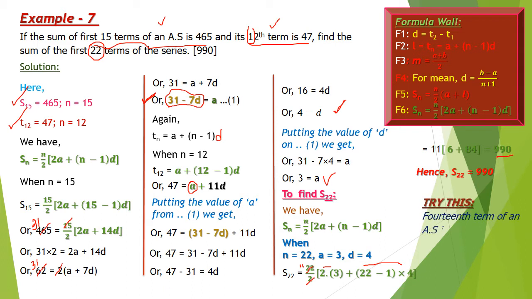The 14th term is given and the sum is also given in the question. The sum of the first 10 terms is given, and a term is also given, that is T14. Don't get confused. We have to apply the formula of the term and the formula of the sum. The sum of the first 10 terms is given, that means S10 is given, so we have to find the sum of the first 20 terms. You can do it as in example 7.